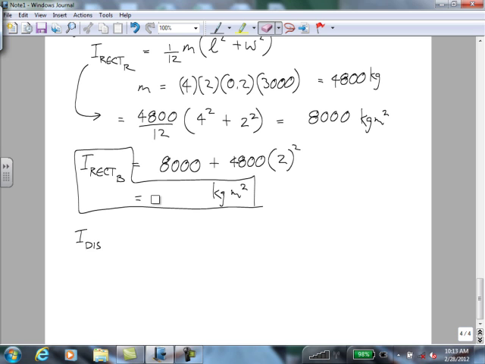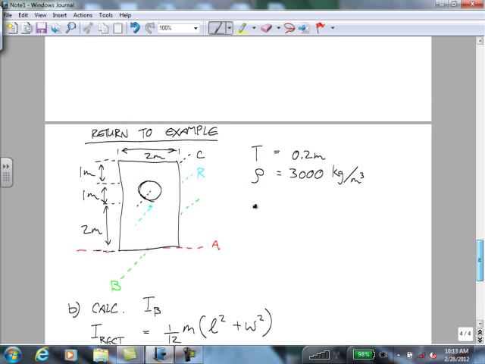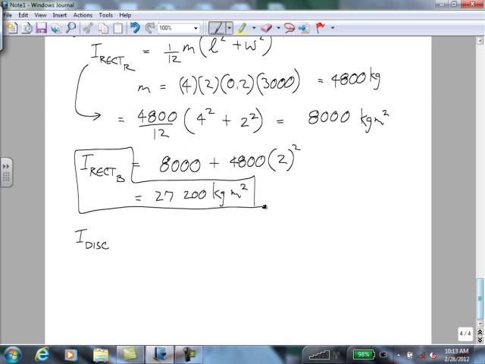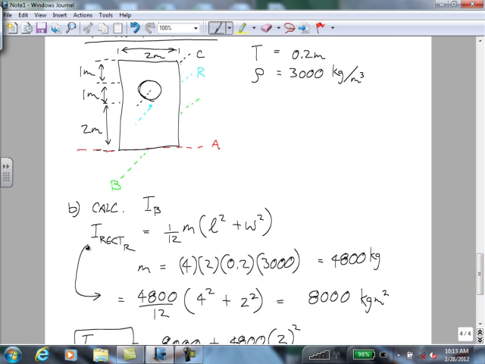Now we want the moment of inertia of the disk. Oh, was that 27,200? Okay. So now the moment of inertia of the disk about C for circle.